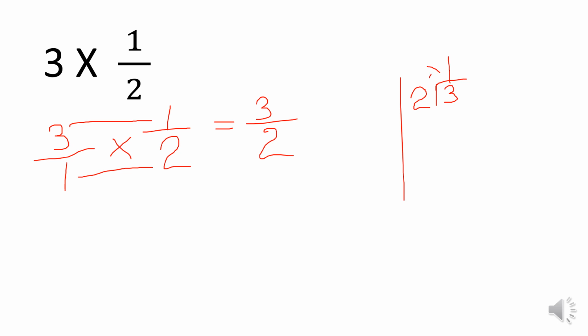Now we are going to multiply. 2 ones are 2. Final step is to subtract. 3 minus 2 is 1. So our answer is 1 with a remainder of 1. And this is how we write it. We got 1 with a remainder of 1, and we are putting that over our denominator 2. So 3 over 2 reduced is 1 1/2.